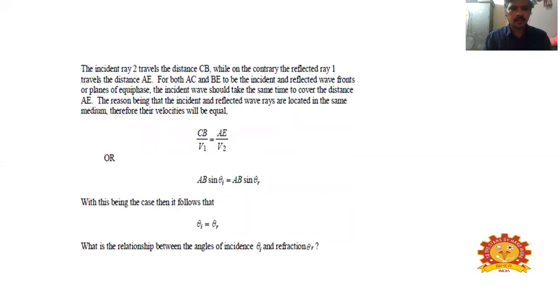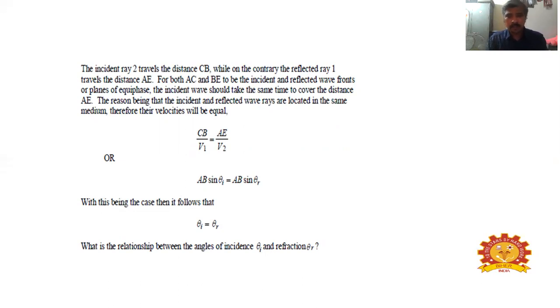The incident ray 2 travels the distance CB, while on the contrary, the reflected wave 1 travels the distance AE. As the media are different, the incident and the reflected waves seem to be somewhat different from each other. For both AC and BE to be the incident and the reflected wavefronts or planes of equiphase, the incident wave should take the same time to cover the distance AE. The reason is that the incident and the reflected rays are located in the same medium, therefore their velocity should be equal. CB by V1 is equal to AE by V1.